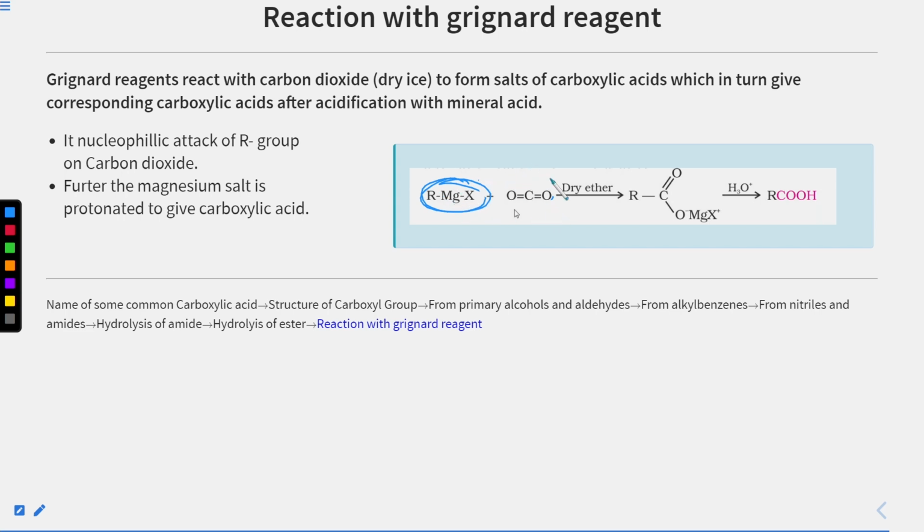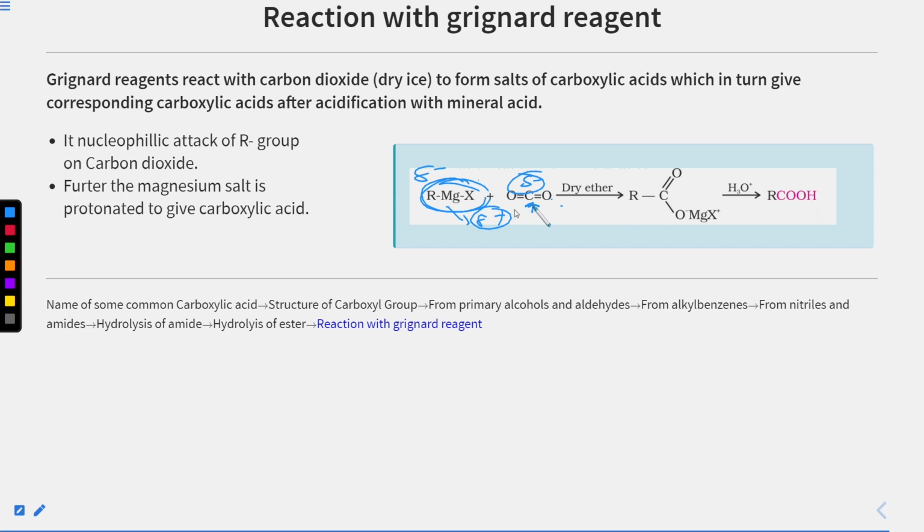Although this thing is inorganic, the main point to notice here is that this carbon is a vulnerable spot, and this is a very good electrophile. This is a very good nucleophile because this R has a negative charge, as it is attached to a metal which is having a positive charge. Now this R minus will attack on this center.